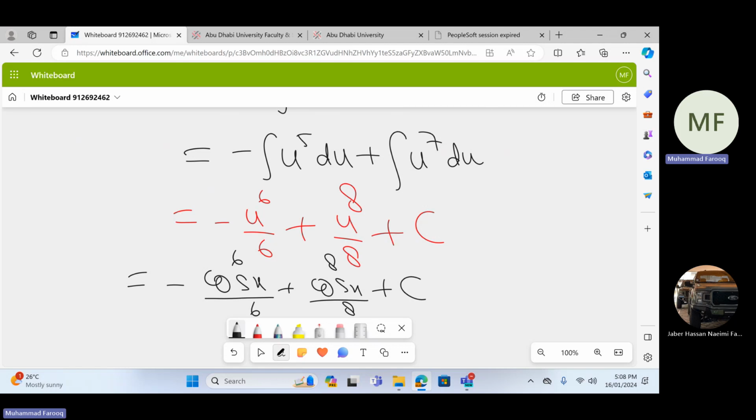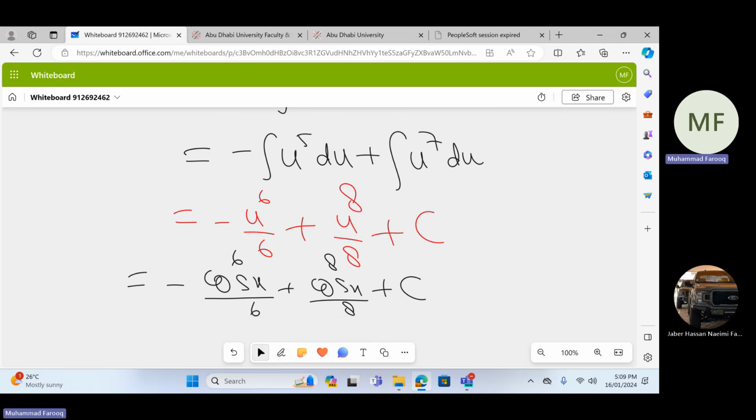I hope you understand. See how intelligently we are solving higher powers of sine and cosine. But we only focus on the case where the powers are odd. We only focus on the odd case.